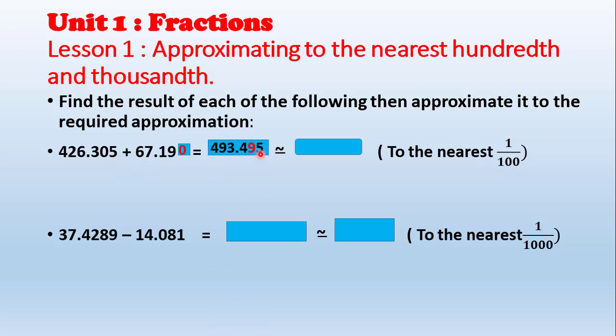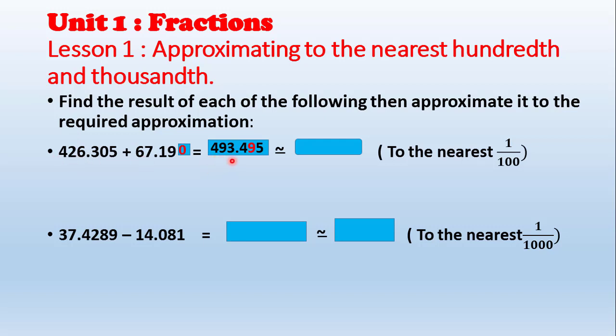5 plus 0 equals 5. 0 plus 9 equals 9. 3 plus 1 equals 4. Now put the decimal point. 6 plus 7 is 13, 3 carry up 1. 1 plus 2 equals 3, and 6 is 9, and finally 4.